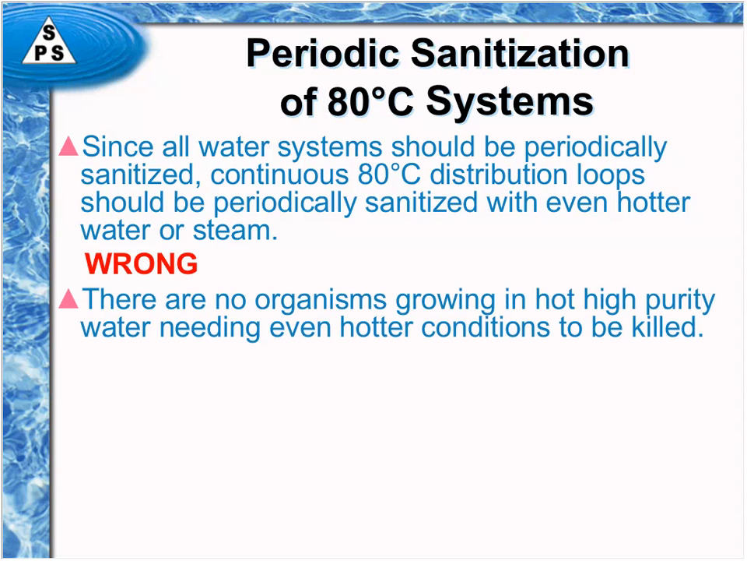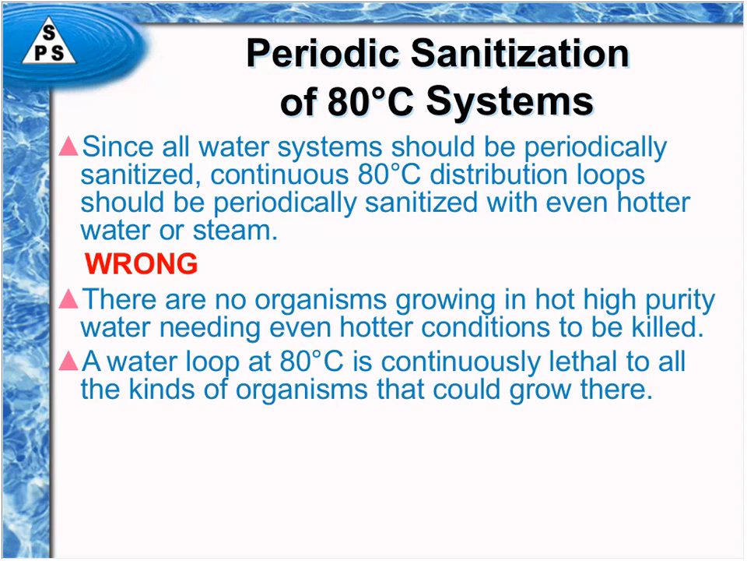There are no organisms that actually grow in high purity water that need even hotter conditions to be killed. Nothing can grow at 80 degrees C, let alone survive long enough in order to have to be killed by a higher temperature. Well, water temperature at 80 degrees C is continuously lethal to all the kinds of organisms that could grow in a water system. Studies have been done on D values at various temperatures, and I'm not giving you the reference here, I'm just telling you for your information.